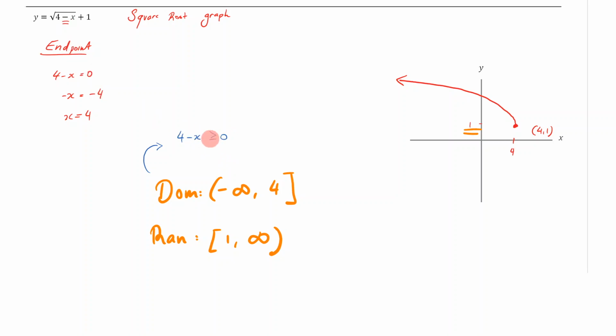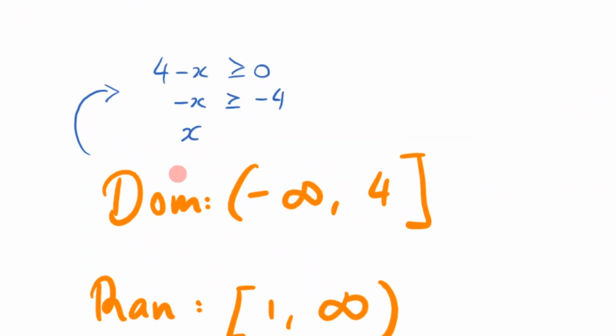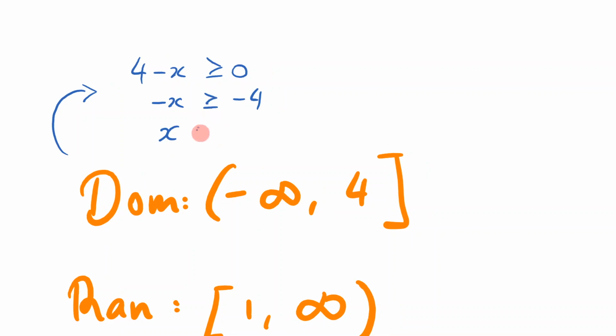If I then was to solve this for x, I'm going to end up with negative x is greater than or equal to negative 4. Then I would times both sides by negative 1 to get rid of the negative here. And remember, when you do that, that flips the inequality. So I'm going to get x, I'll zoom in here. I'm going to get x, and I'm going to flip this inequality now. I'm going to get x is less than or equal to 4. And do you see how this is the same thing here? This is negative infinity to 4. That's the same as x is less than or equal to 4.